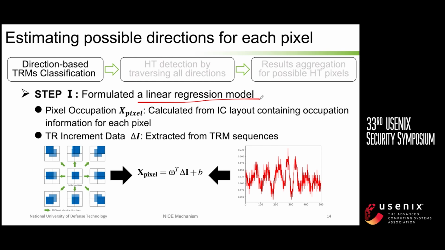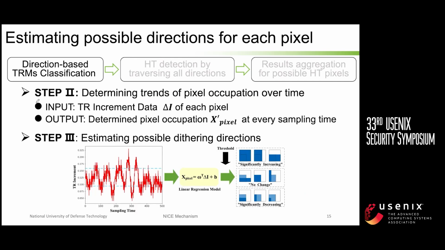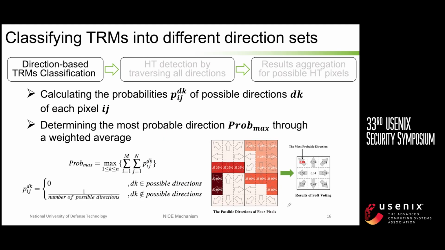So we calculate pixel occupation from the IC layout and extract TR change data from the TRM sequences. We use all the pixel data to fine-tune the model. Subsequently, the model utilizes the TR increment of each pixel to reassess its occupation at every sampling time. So based on a threshold set for occupation change, we categorize the occupation change into 3 classes corresponding to possible dithering directions.